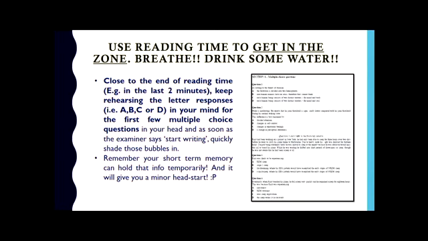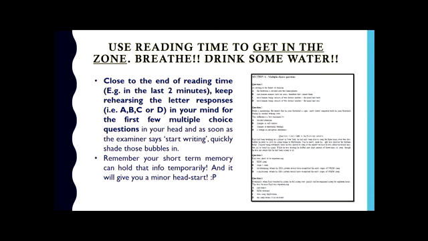On the note of multiple choice, close to the end of reading time, maybe in the last 1 to 2 minutes, just try to rehearse the first 3 or 4 multiple choice responses in your head, like A, B, C, D or A, C, D, B, whatever, okay? And then as soon as the examiner says start writing, you can quickly shade those bubbles into your paper. Yeah. So you recommend doing multiple choice before the short answer? Well, that's the way I did it.